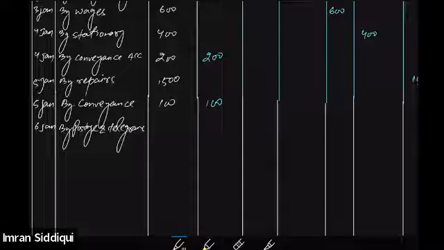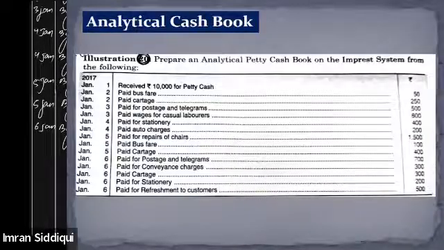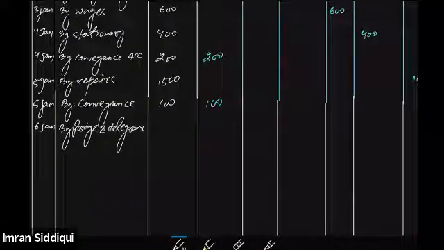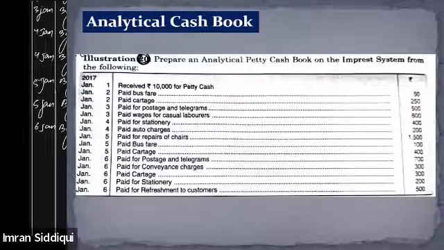Postage and telegrams amount was 700. What was the amount? Sorry, I'm not able to keep track of it. Paid for chairs repair, 1500. Then paid for bus fare, it was 100. Okay, I think I have missed one transaction. Paid cartage, 400. I'm sorry, guys.